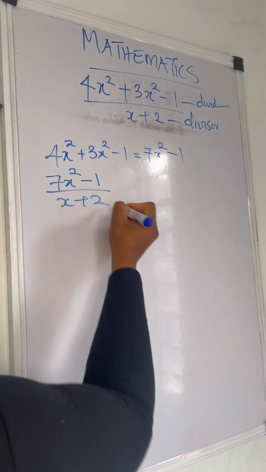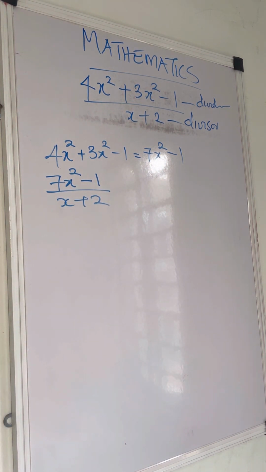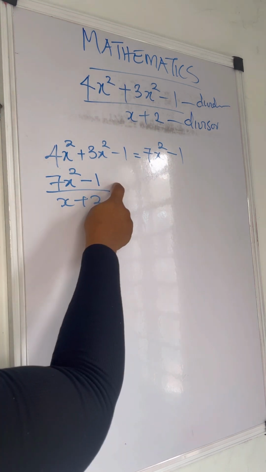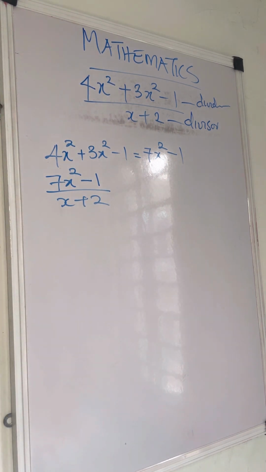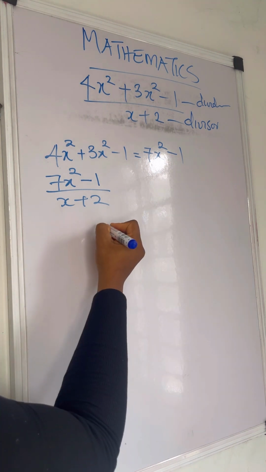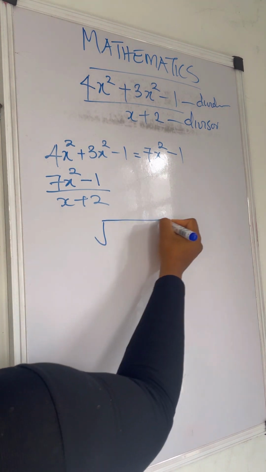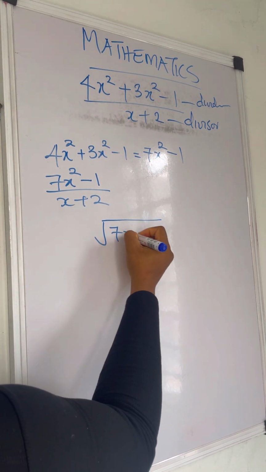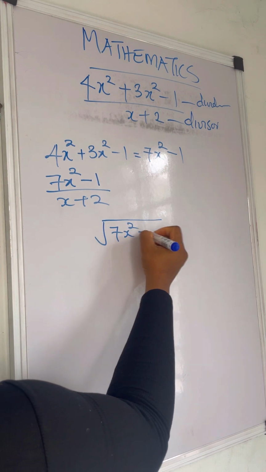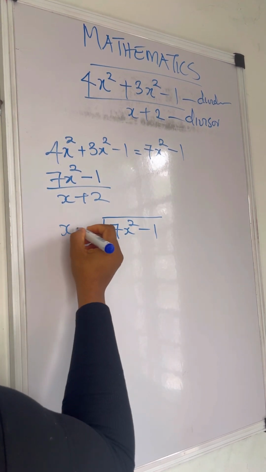So looking at this, we'll see that this is a quadratic polynomial divided by a linear polynomial. So the best method to use is the long division method. That's the best method to use to solve this. So the long division method is going to go this way: 7x raised to power 2 minus 1, divided by x plus 2.